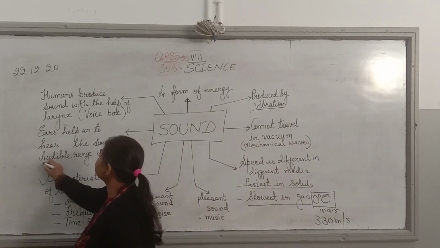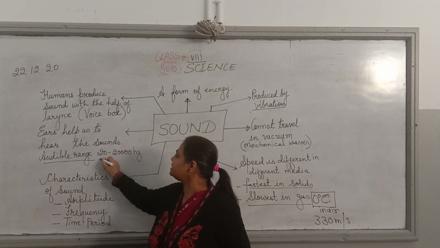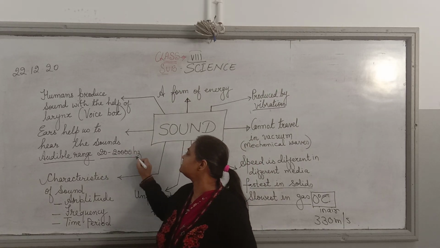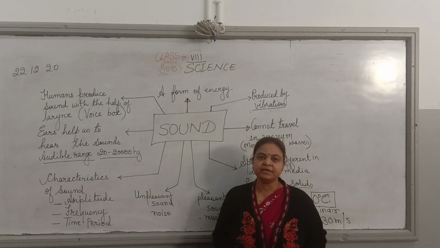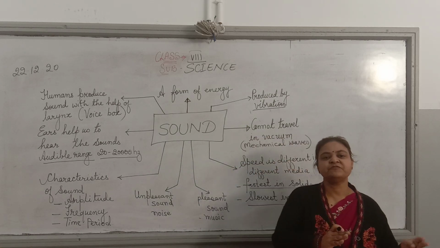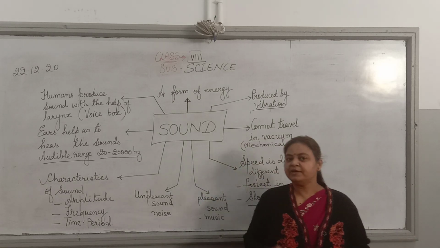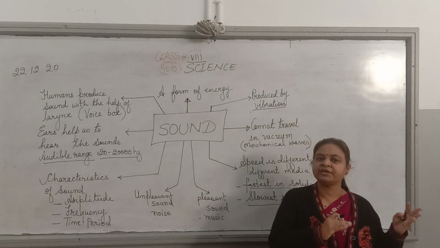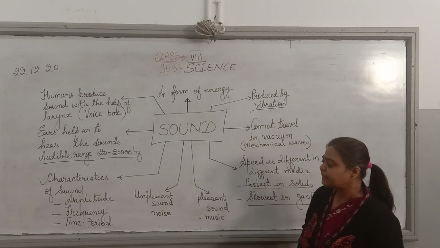Audible range. Audible means which we can listen. The audible range of frequency which we can hear is 20 Hz to 20,000 Hz. We can hear a sound which has a frequency between 20 Hz and 20,000 Hz. Less than 20 Hz we cannot listen, and more than 20,000 Hz we cannot listen.